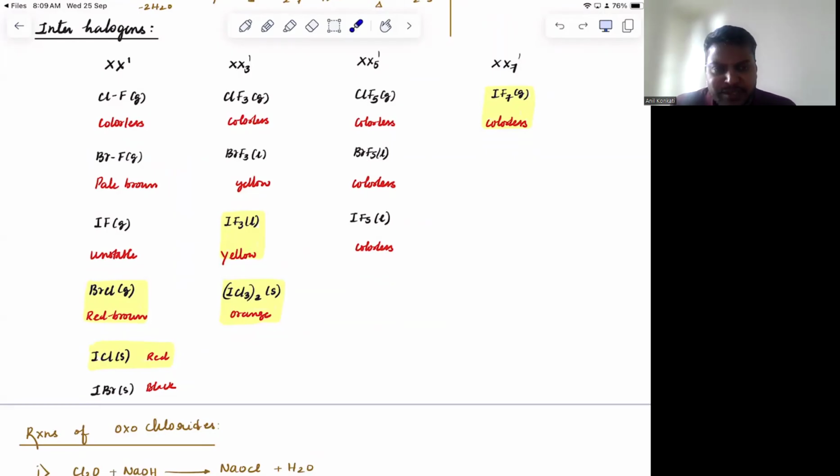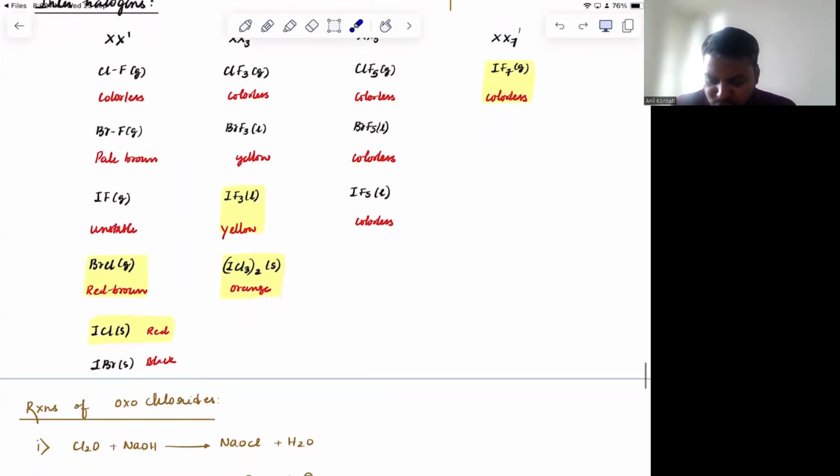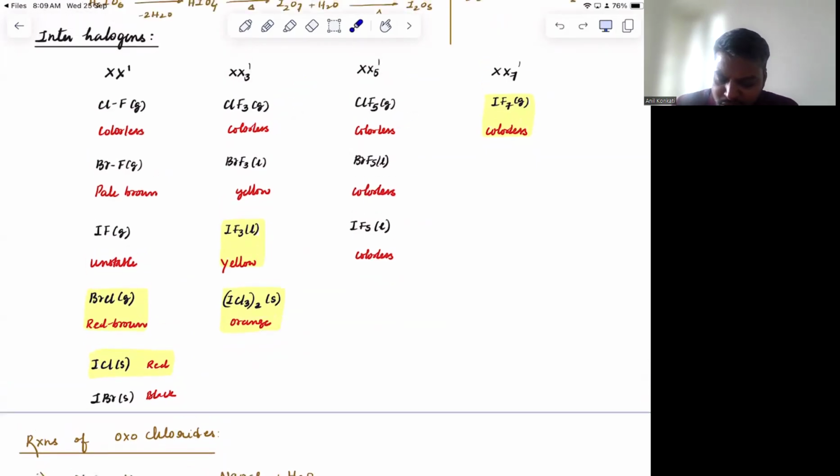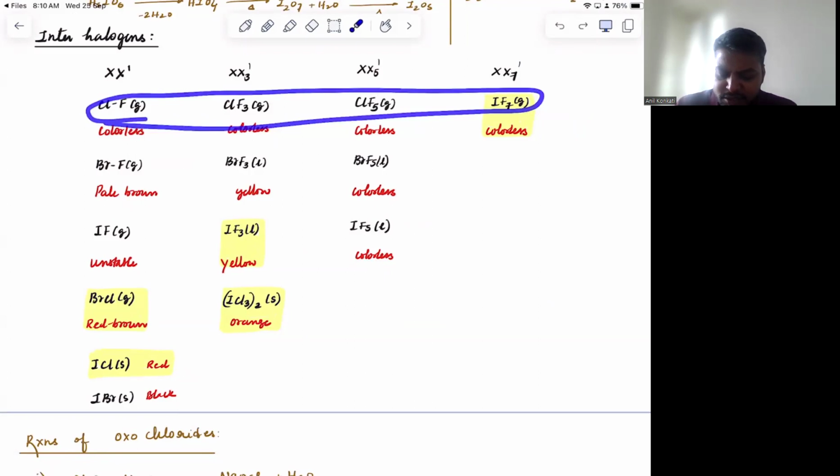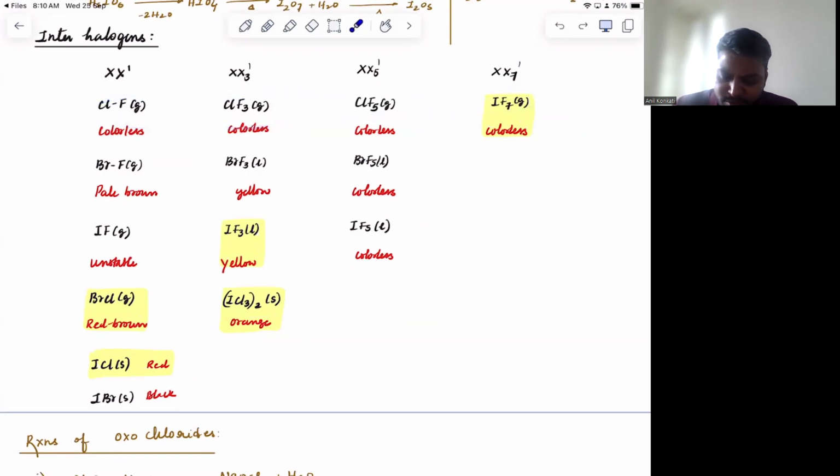I forgot to put a mnemonic, so I'll just add on a mnemonic to that. Okay, so colorless, these three are, you go from left onwards. All the fluorines, if you have noticed, are colorless. Whenever there is fluorine with chlorine and iodine, they are all colorless. And with bromine, these two are colored. This is colorless.